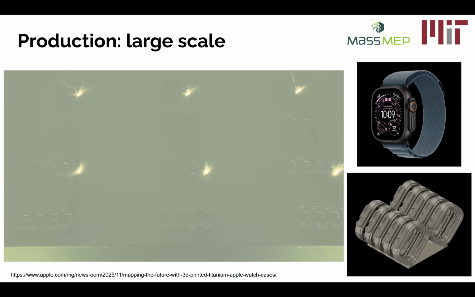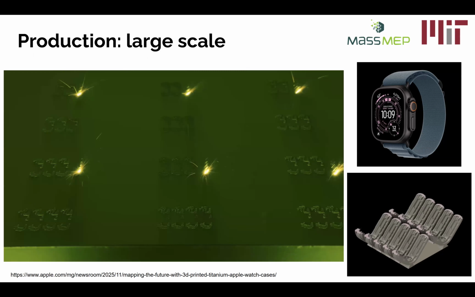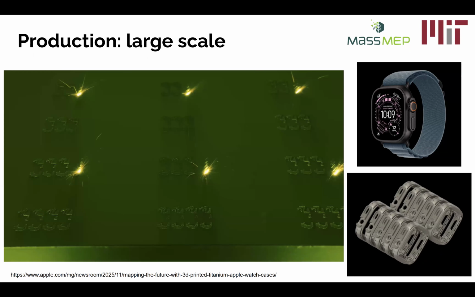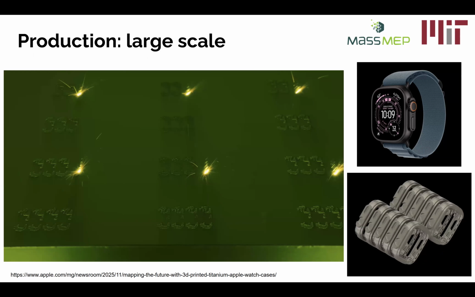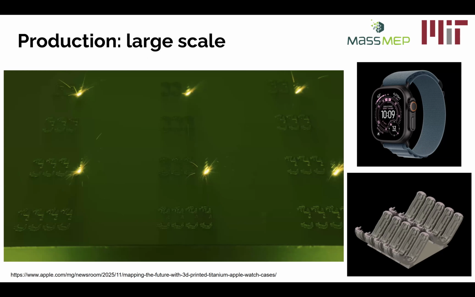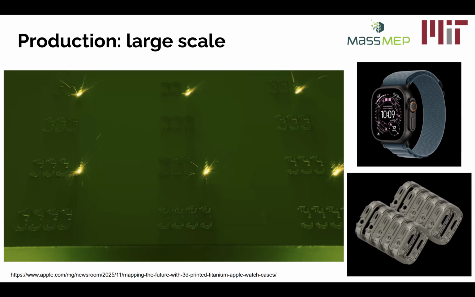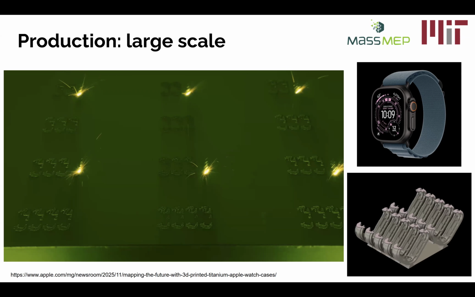Another example of large production scale AM parts is actually a quite new application. It was released last year, when Apple officially shared that they have been printing the cases for the watch using laser powder bed fusion metal AM. This gave the opportunity to use recycled titanium powder, and the use of this technology was helping Apple get closer to their sustainability goal for 2030.